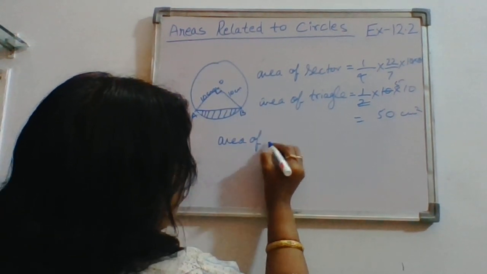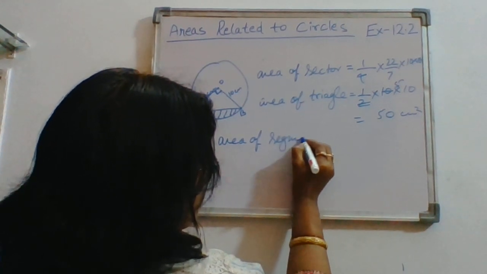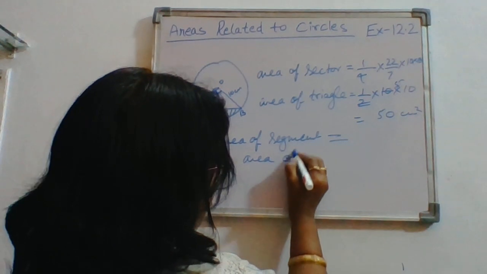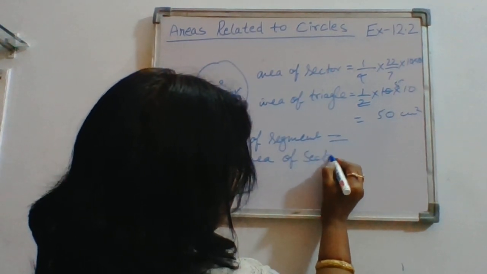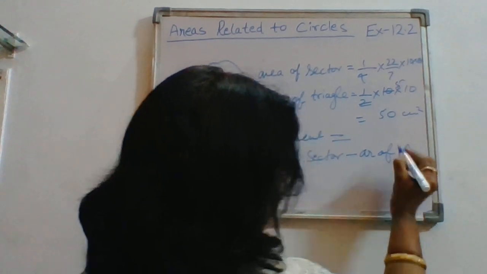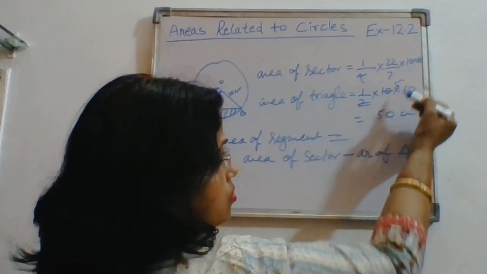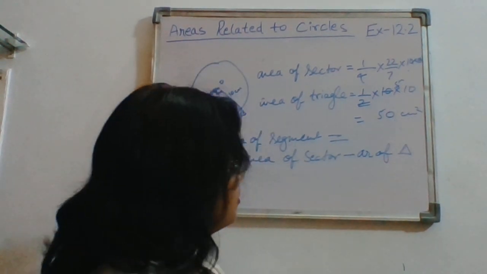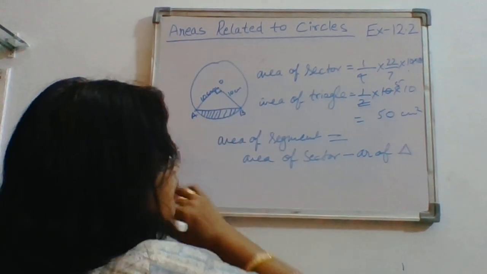So area of segment is equal to area of sector minus area of triangle. Calculate this also and from that subtract 50. You will get the area of the minor segment.